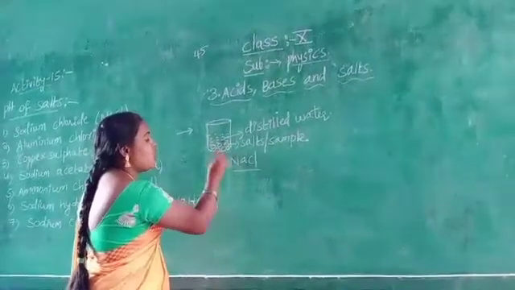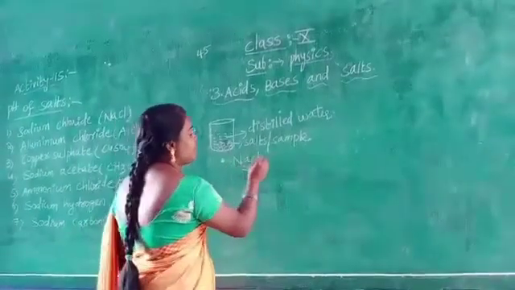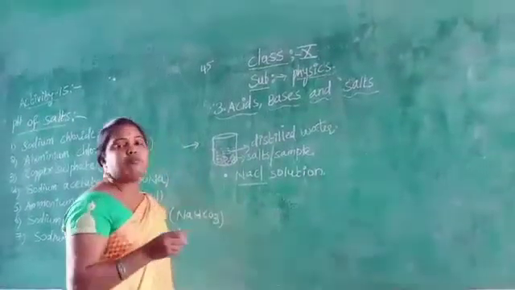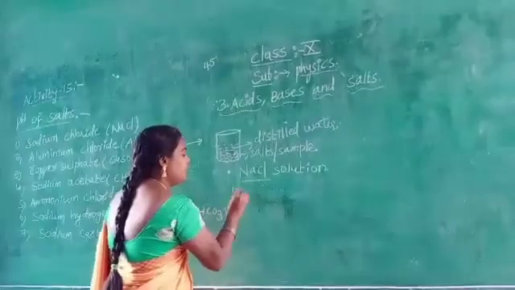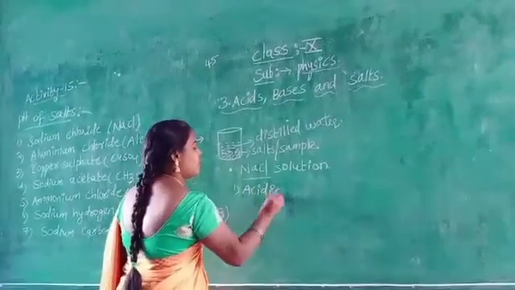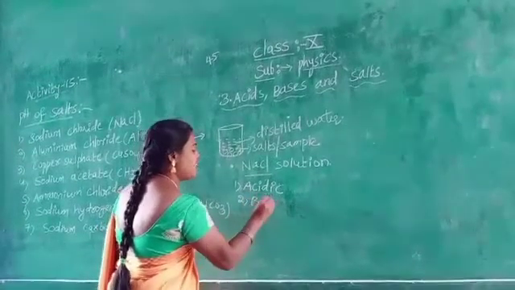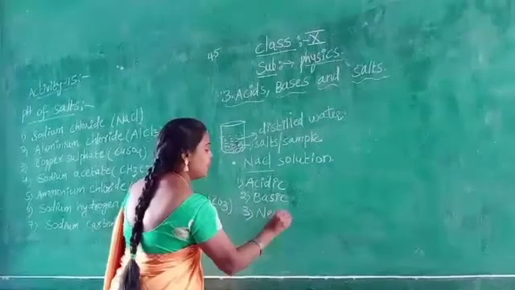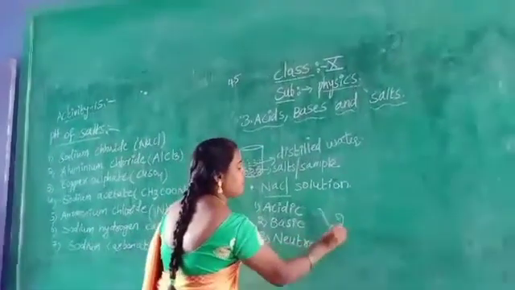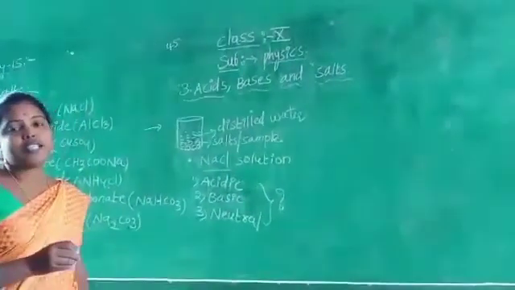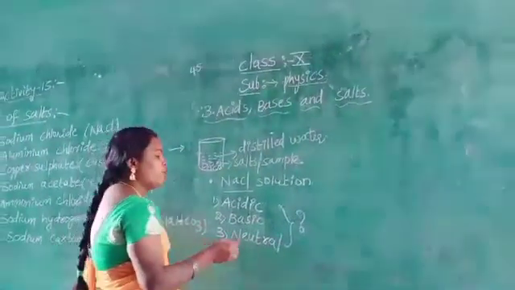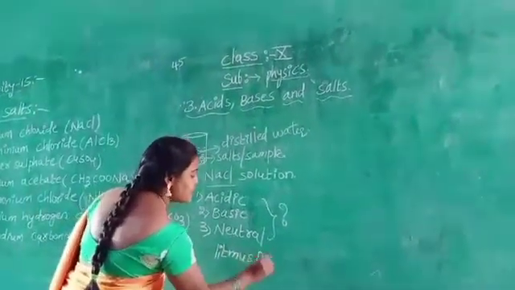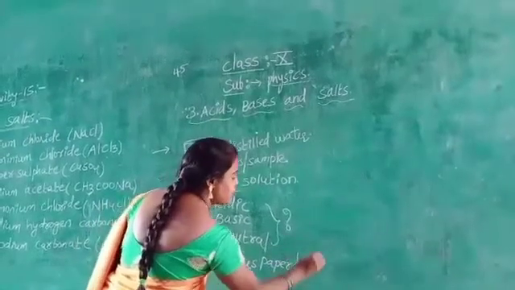Now you test this sodium chloride solution to see whether it is acidic, basic or neutral in nature. Which type of nature does this sodium chloride salt have? You test it by using litmus paper or a pH scale.